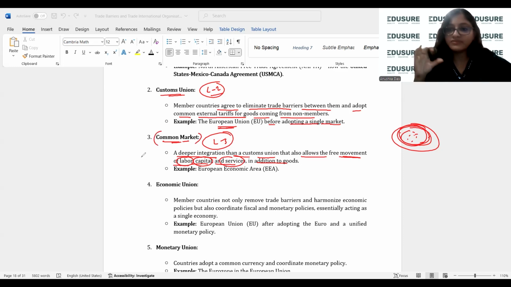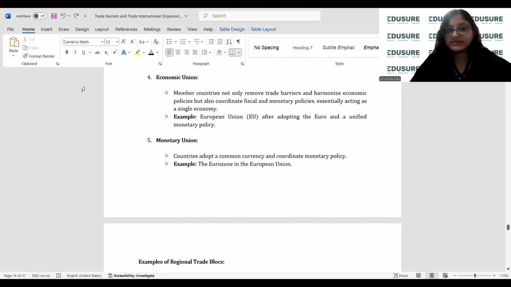So all the member countries are acting like a single market. This we see in Europe, basically European countries. The European Economic Area is one of the examples of a common market. All the European countries are acting as a single market. Laborers can go from any country to any country without any kind of restriction. You don't need any verification or documentation, nothing. You are acting as a single market, and all the benefits will be shared equally within all the countries.